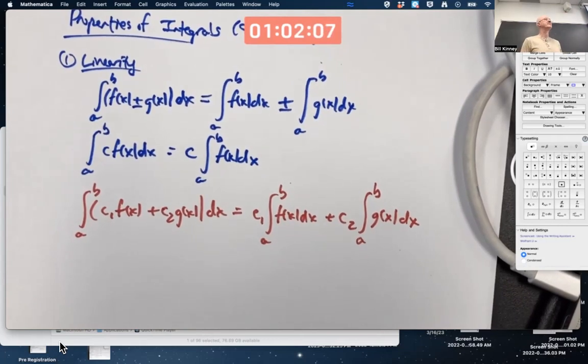And you can even generalize it further. You can do a linear combination of 3 functions or 4 functions or 100 functions or 1,000,000 functions. An arbitrary finite linear combination, and you get the same linear combination of all the integrals, the 3 integrals or the 4 integrals or the 1,000,000 integrals. Has anybody ever done an integral of 1,000,000 functions before? Maybe a computer has, no person has.